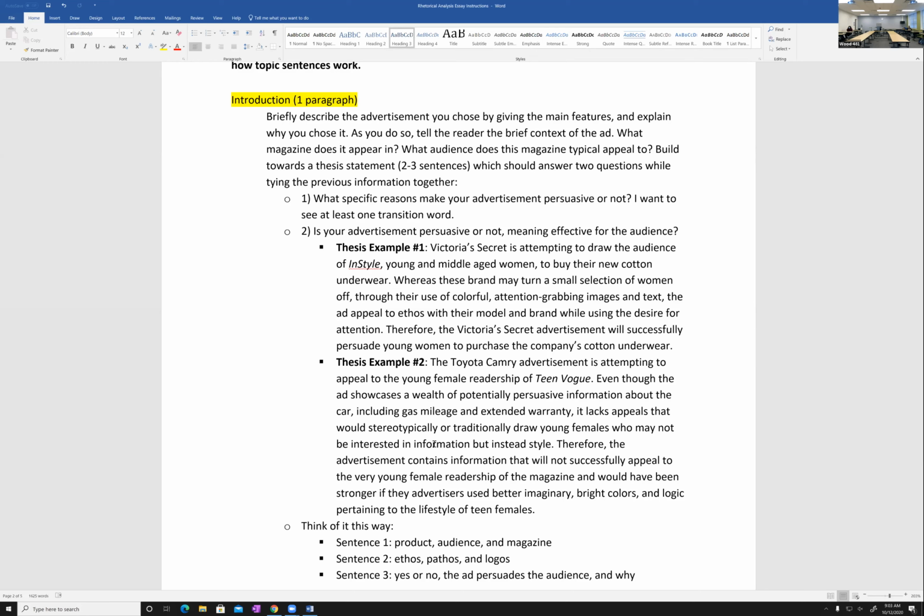Now, in this essay, I want your thesis statement to be limited to 2 to 3 sentences. And it should answer these 2 questions. So your thesis statement is 2 to 3 sentences. And within those sentences, you have to answer these questions, tying the information together. So the 2 parts are, what specific reasons make your advertisement persuasive or not? Use a transition word in there. And then, is your advertisement persuasive or not? Meaning, is it effective for the audience that it's targeted?